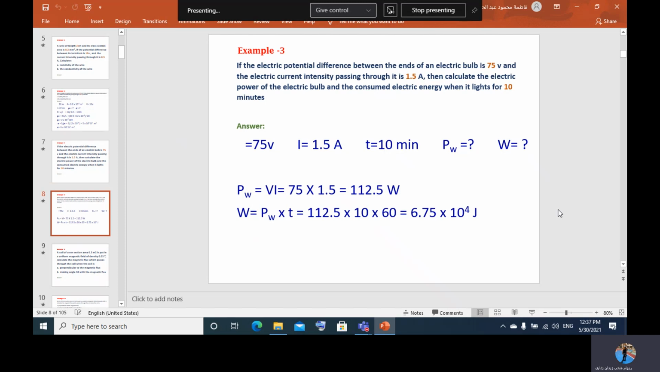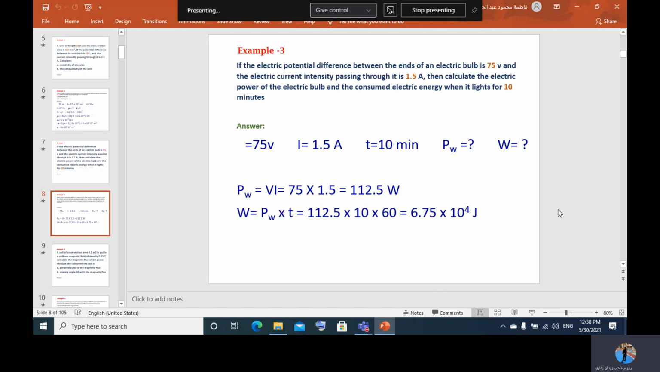We have many formulas to calculate the electric power according to what's needed. So for example, electric power equals VI, because he gave me voltage and he gave me the electric current. So the suitable formula to calculate the electric power is P sub W, the electric power, equals the product of voltage multiplied by electric current. He gave me the voltage, which is 75. He also gave me the electric current intensity, which is 1.5 ampere. So if I have voltage and I have current, and he wants the power, the only thing I need to do is just multiply both of them.